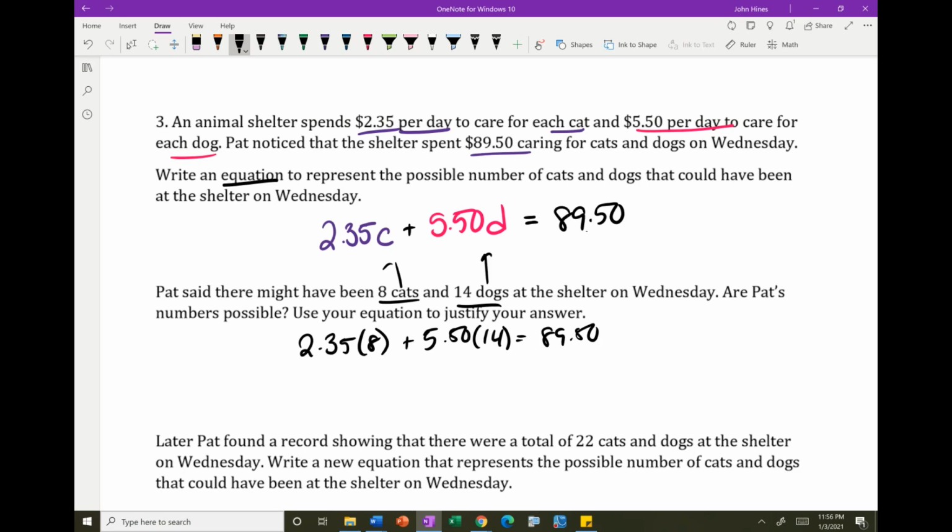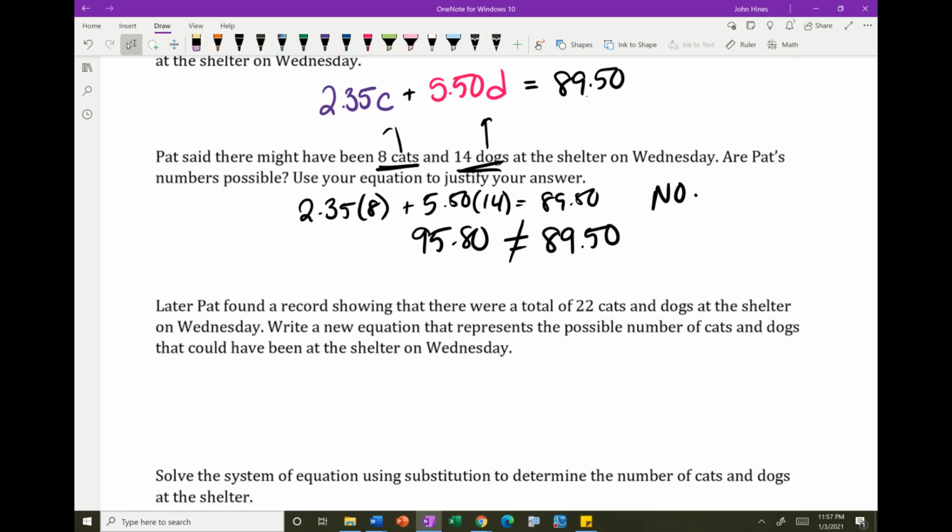All I have to do here is type this into a calculator and see what I get. So 235 times 8 plus 550 times 14, and I got 9580. Does that equal 8950? Oh, look how all those numbers are basically the same, but they are not equal. So is Pat correct? No. There's not 8 cats and 14 dogs at this shelter. We don't know how many there are, but it's not that.